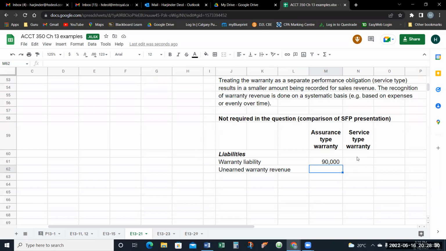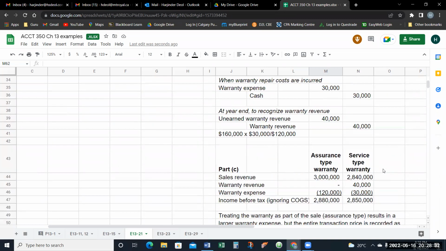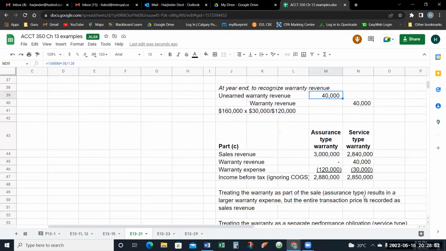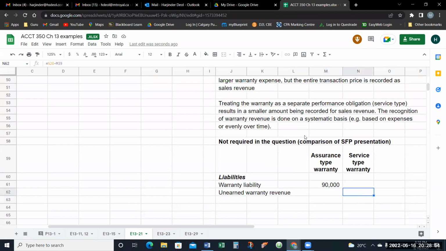The entire revenue was recorded for sales. Now, what about the service type warranty? We don't have a warranty liability as such, but we do have unearned warranty revenue. We got $160,000 recorded as unearned warranty revenue at the time of sale. End of the year, we recognize revenue totaling $40,000 on that. So 160 minus 40, we would have unearned warranty revenue, which is also a liability, in the amount of $120,000.